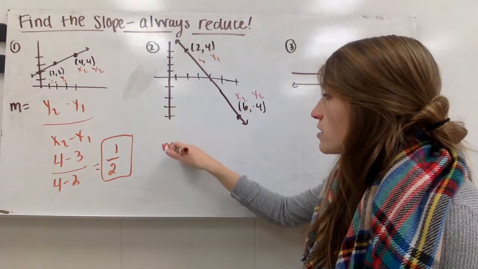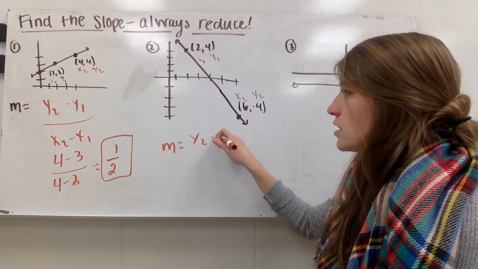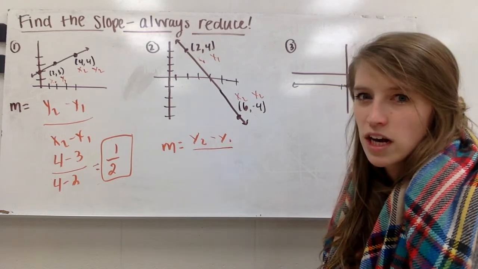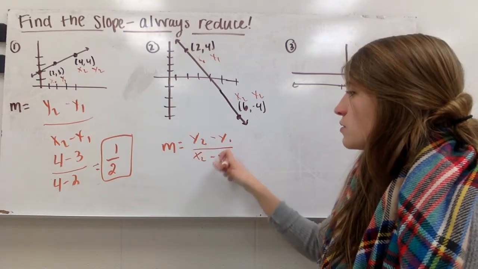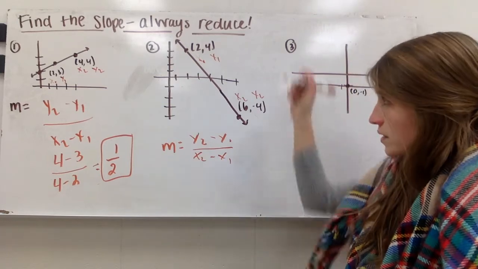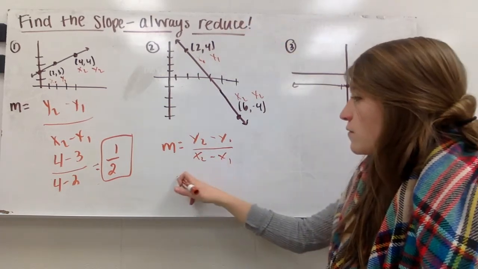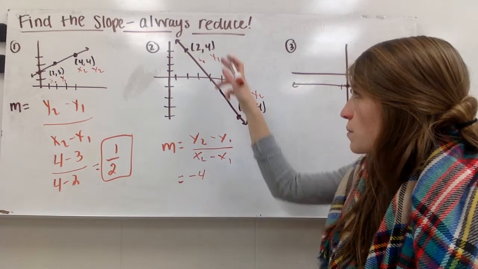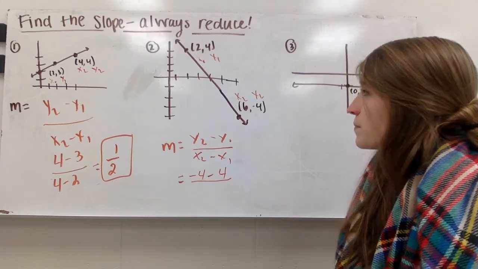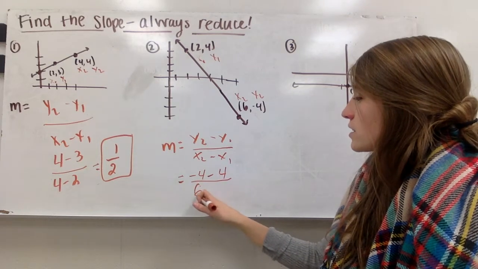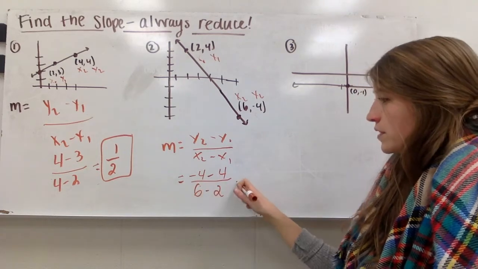I'm going to again write the slope formula here just until I know it well enough to not need to write it every single time. Y2 minus Y1 over X2 minus X1. Now, Y2 is negative 4. This is negative 4 minus Y1, minus 4. X2 is 6 minus 2.